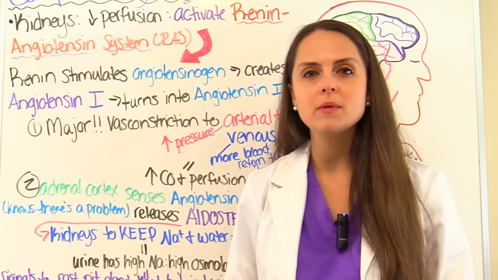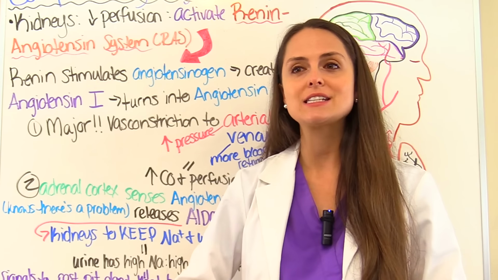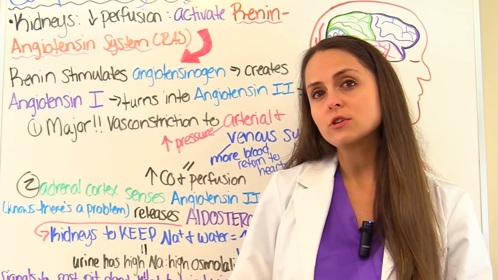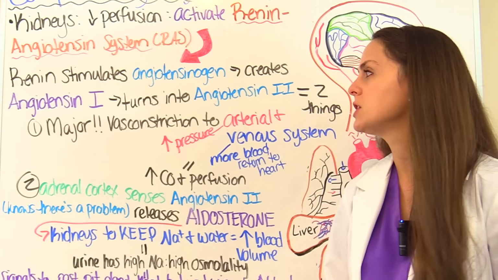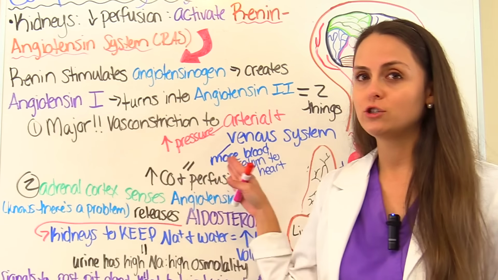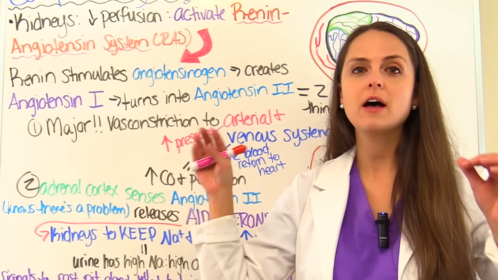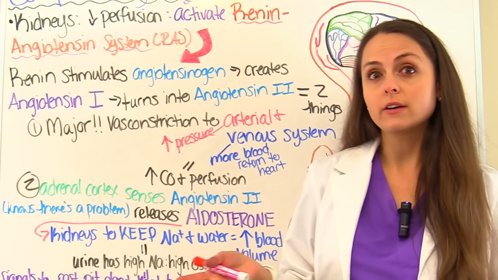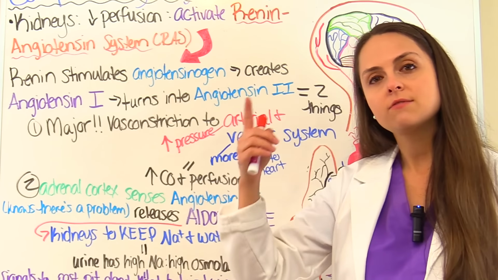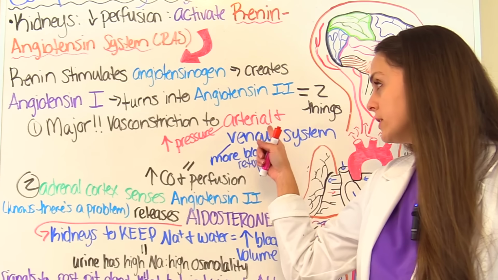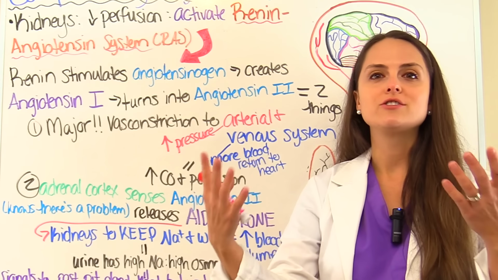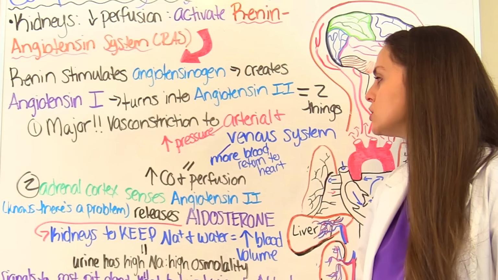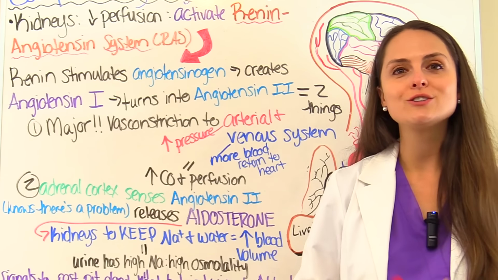And I want you to remember angiotensin 2 because this is a huge player with the kidneys. Angiotensin 2 is going to do two big things. First, it's going to cause major vasoconstriction. I'm talking about vasoconstriction to the arterial and venous system, which is really going to help us out. Causing vasoconstriction to the arterial system is going to increase pressure, which we need. Causing vasoconstriction to the venous system is going to equal more blood return to the heart.